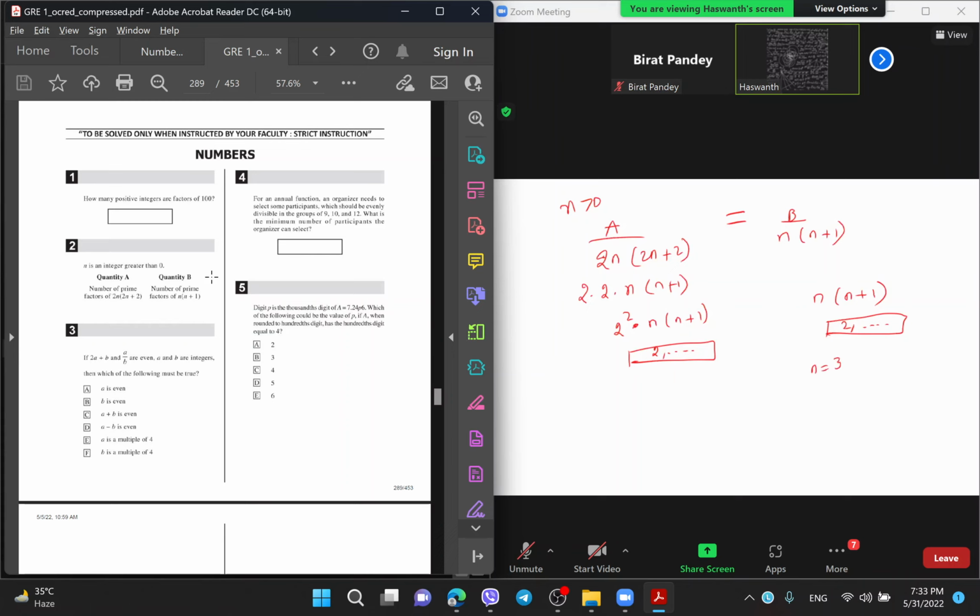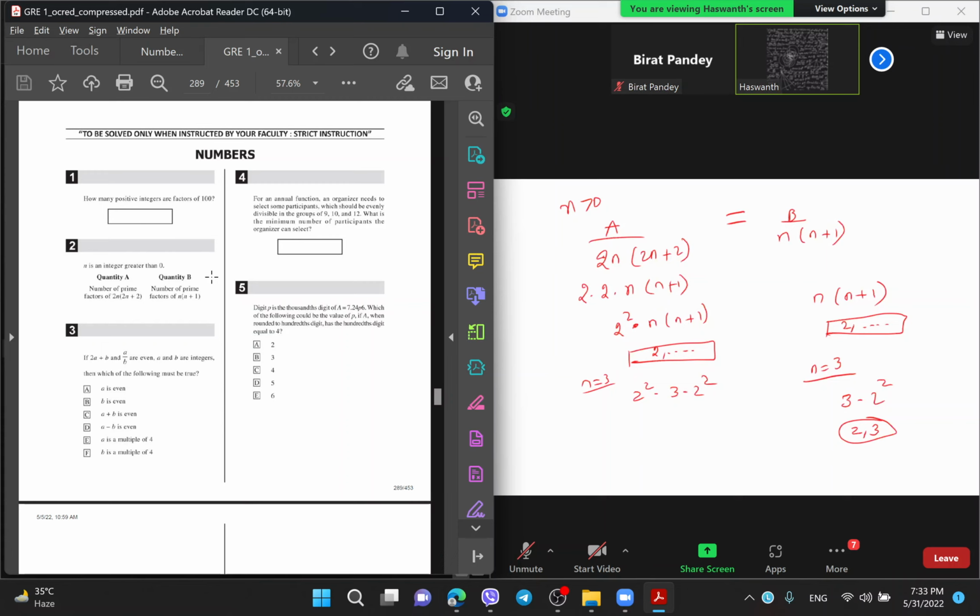For example, consider n is 3. If n is 3, then quantity B, n into n plus 1, is 3 into 3 plus 1, 3 into 4, 3 into 2 square. We say 2 and 3 are prime factors. Now what is quantity A? 2 square into n into n plus 1. It is 2 square into 3 into 4. 3 plus 1, 4 is 2 square.